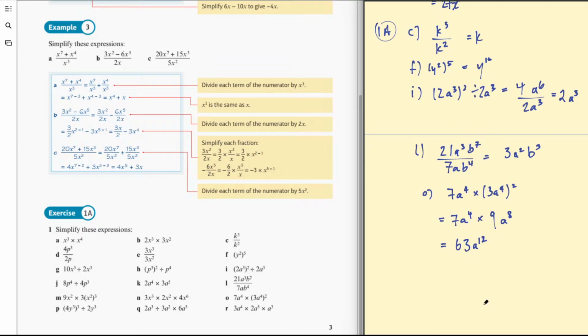And I will go through and check all of my work right at the end. So I'll go into the answers and make sure I'm getting these all correct or picking up any mistakes. So I'll do that right at the end.